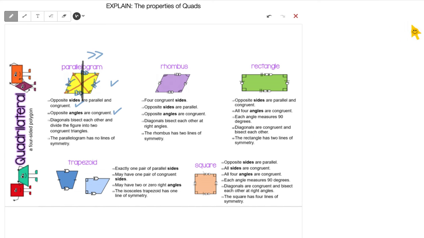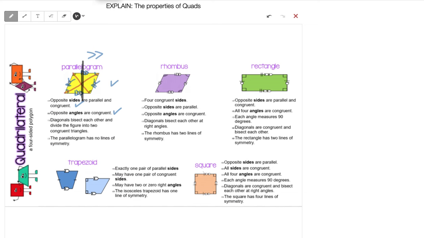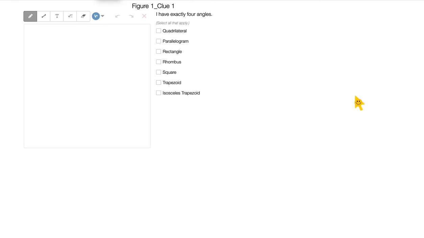Okay, let's go to slide 7, and this is the part where you're going to start playing and using the properties of quadrilaterals to identify what figure we are finding here based on the clues. Okay, so feel free to look back at slide 5 and slide 6 as you are trying to go through the slides here. Slide 8 says, clue number 1, this shape has exactly 4 angles.